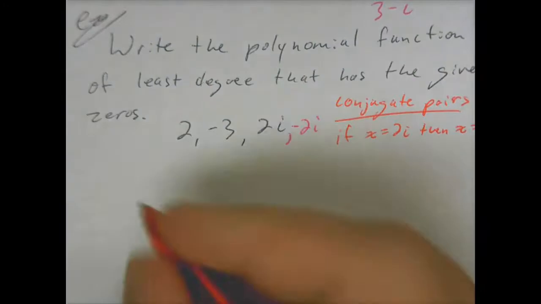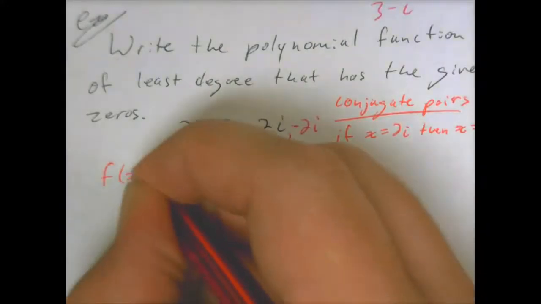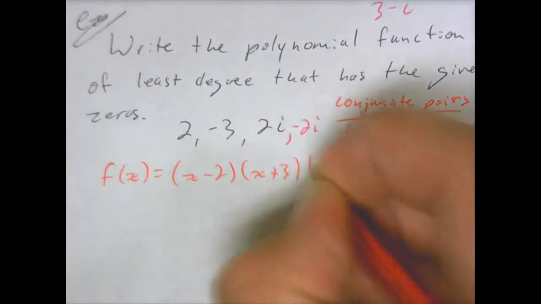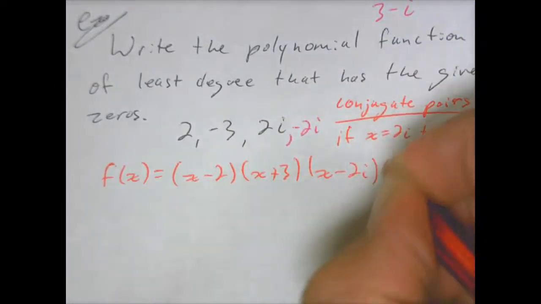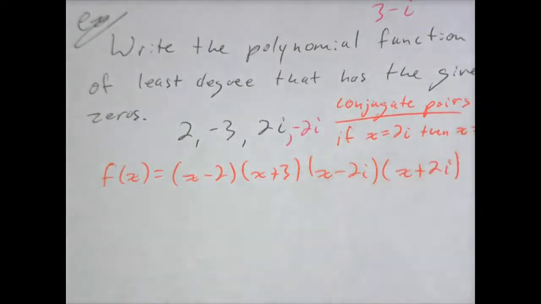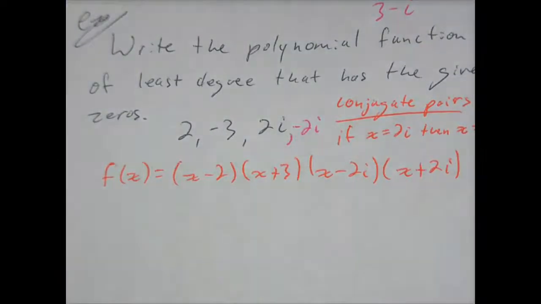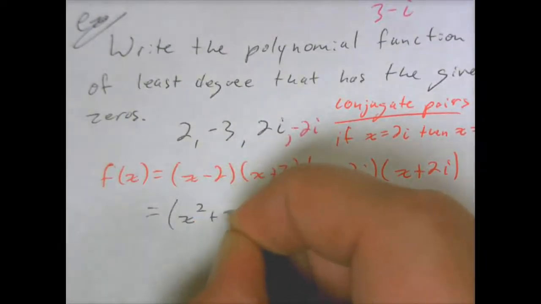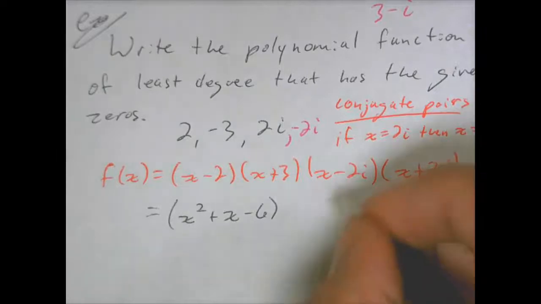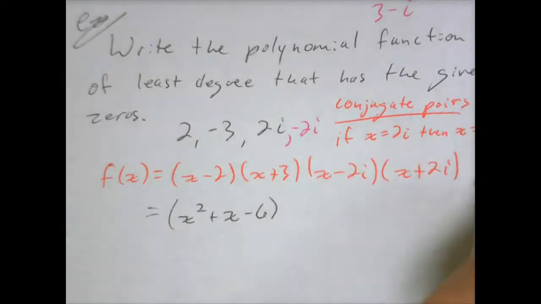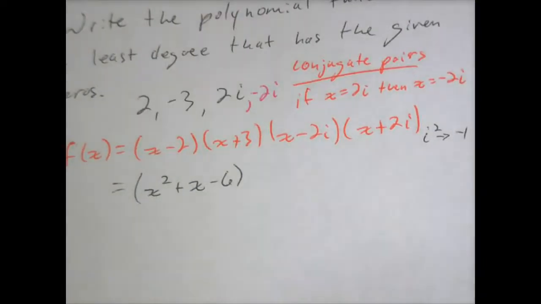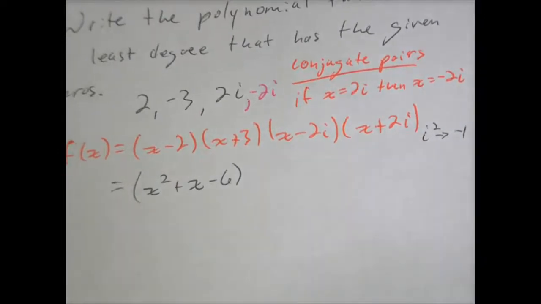So when I multiply all these out, I have a polynomial function, so f of x equals x minus 2, x plus 3, then I have x minus 2i and x plus 2i. And then it's just going to be a matter of multiplying all this out. Remember, only multiply two things at a time. So I have x squared plus x minus 6. And then when I multiply these out, don't forget that i squared is the same thing as -1, because i is just the square root of -1.